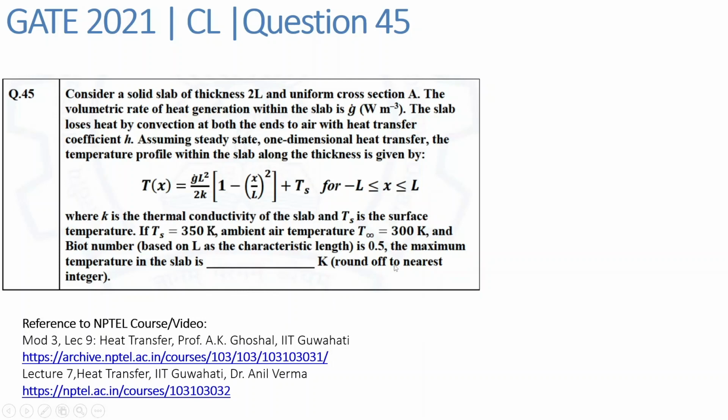Okay, so we have to find the maximum temperature of this slab given this temperature profile and all those other parameters. So let's just draw a schematic diagram. Here we are having a solid slab of thickness 2L, and it goes from minus L till L. So this will be minus L and this will be plus L, and cross section area A.